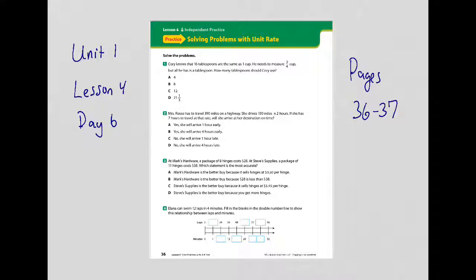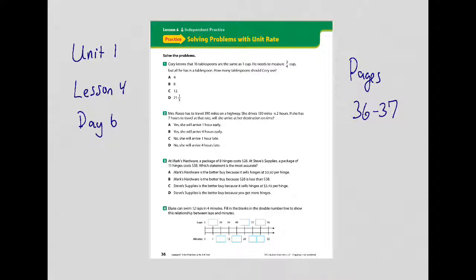First of all, is your book on page 36 and open and ready to go? Second, do you have a calculator with you, because you're going to need that for this lesson? If you're not ready, pause it, get your book, get your calculator, and then restart it. Now, if you are ready, here's what you're going to do.